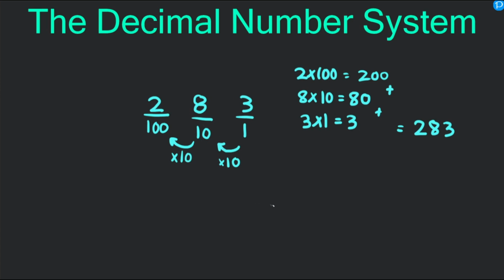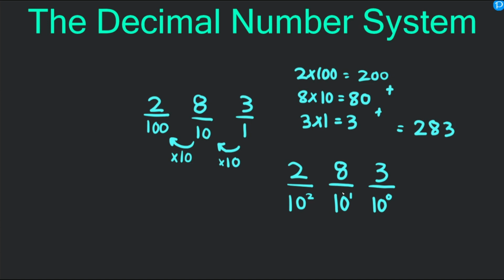This means that these places can also be represented by a power of 10. Let's use the same number as an example. In the number 283, the ones place has a value of 10 to the power of 0. Anything to the power of 0 is 1. In the tens place, we have a value of 10 to the power of 1, which is 10. And in the hundreds place, we have a value of 10 squared, or 10 to the power of 2, which equals 100. Notice how for the rightmost value, we raise to a power of 0, and we increase the power by 1 for each place we move to the left.